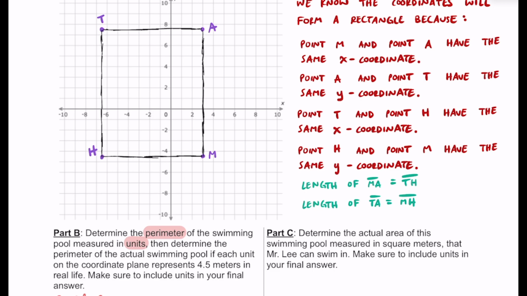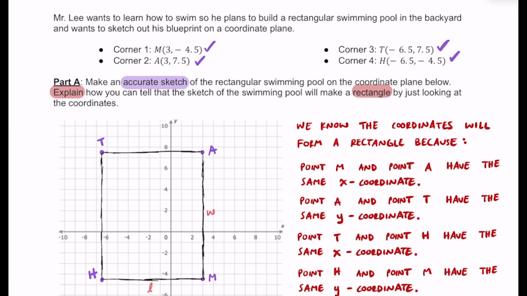For our sake, let's call this side the length, and let's call this side the width. It doesn't really matter which is which as long as you know which one you're talking about. So the length here is going to be from M to H, right? So the length is going to be the distance from M to H. Looking at M and H together, M is this point here and H is this point here.